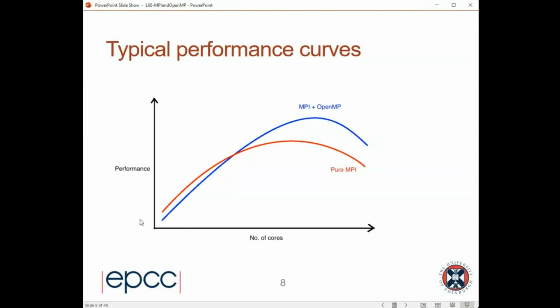And so this is the kind of typical performance curve for pure MPI. For small numbers of cores, you might expect to get better performance, but then it runs out. MPI plus OpenMP might start off a bit slower, but could extend out to a larger scalability, and that's the kind of thing that people do.